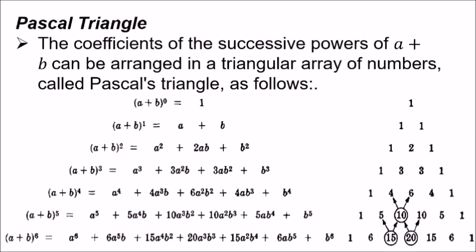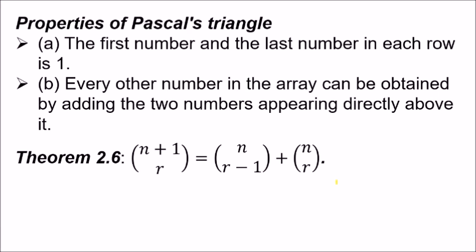Now, let's go to the Pascal triangle. Kasi katulad ito ng ating binomial expansion. Yung mga exponents nila, yung mga coefficients nila is coming from the Pascal triangle. Coefficients of the successive powers of a plus b can be arranged in a triangular array of numbers called Pascal triangles as follows. From that, we have here the properties of Pascal triangle. First, the first number and the last number in each row is 1. B, every other number in the array can be obtained by adding the two numbers appearing directly above it.